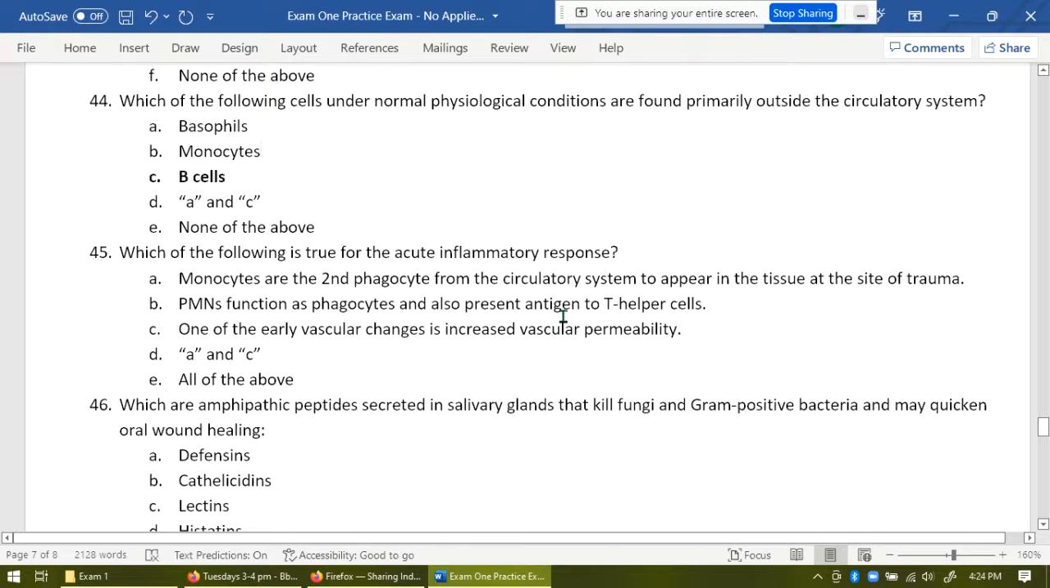Neutrophils function as phagocytes and also present antigen to T helper cells. That one's false. They do not present antigen to T helper cells. They don't express MHC2. One of the early vascular changes is increased vascular permeability. That's obviously true. Histamine, tumor necrosis factor, leukotriene B4, all those things increase vascular permeability.